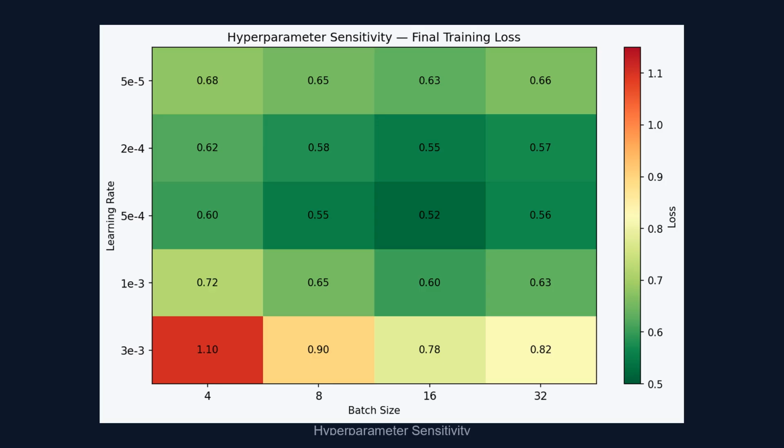The highest loss values appear at the top of the learning rate axis, where rates like 3E3 cause instability regardless of batch size. The takeaway is that learning rate has more leverage over the final loss than batch size does. If a run isn't converging, adjusting the learning rate is almost always the higher impact intervention.